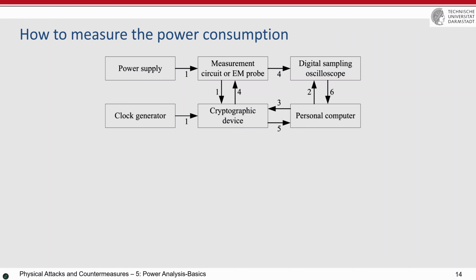In your setup, you have different kinds of components. Power supply, for example the voltage regulator, as I explained. Measurement circuit like this shunt resistor, the probe or EM probe, and then the digital oscilloscope. You have a PC, but nowadays digital oscilloscopes have a PC built in. These fancy ones can be both in one device. But if it's a USB oscilloscope, then you also need a PC. And this is your target device, the cryptographic device.